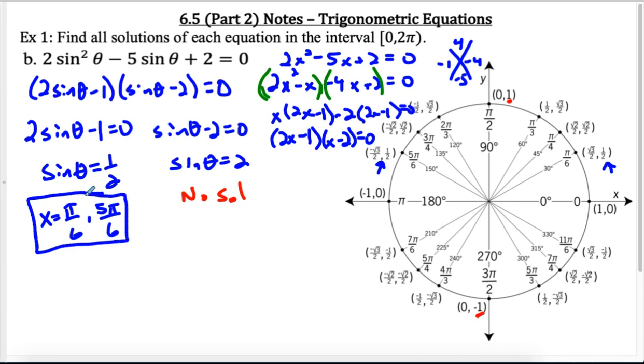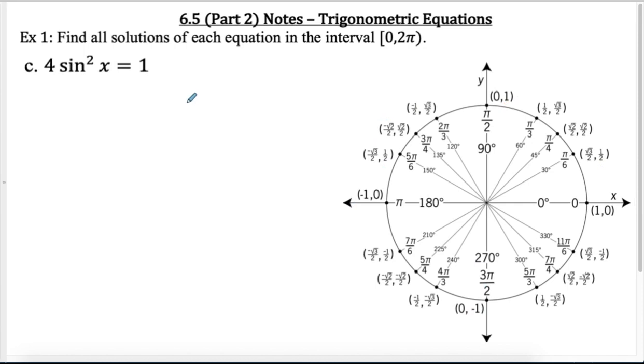One of my factors, the sine of theta equals 2, doesn't give me any answers, because what it's equal to is outside of -1 to 1, the range of sine. Let's take a look at this next one here.